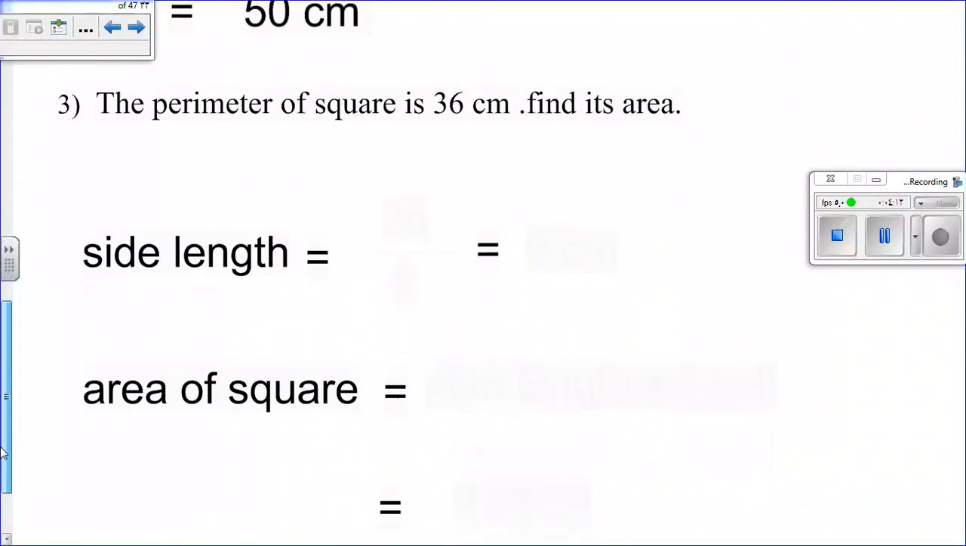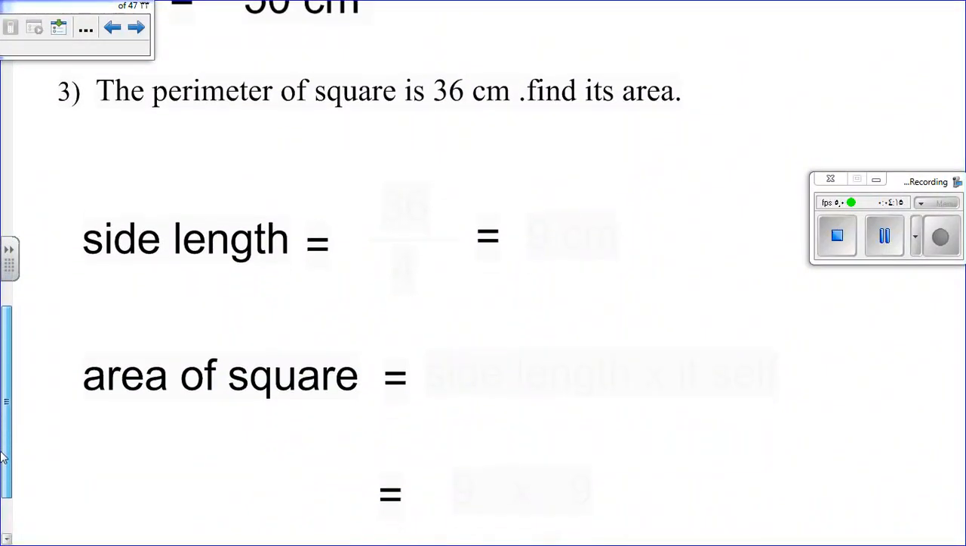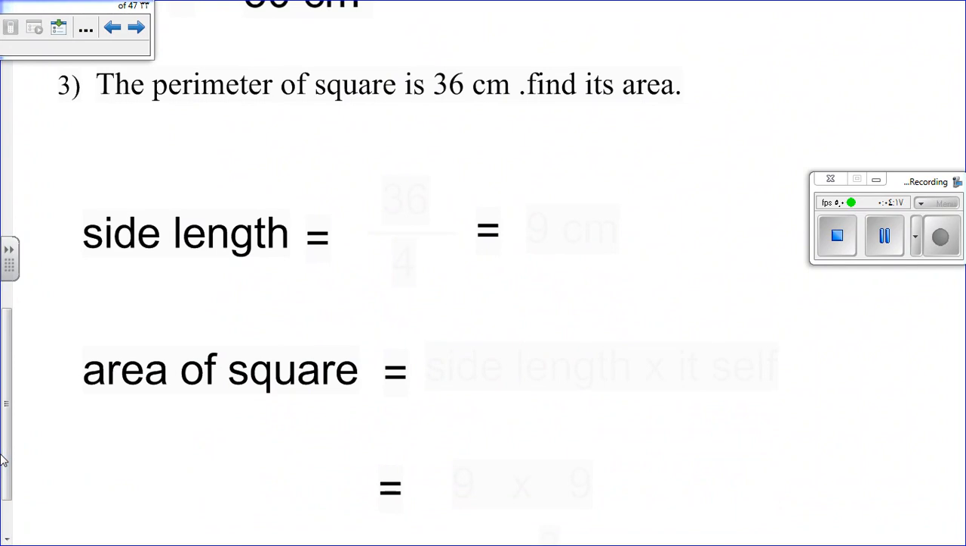Question 3. The perimeter of a square is 36 centimeter. Find its area. The question here is about area. I have two rules. The first one will give me the area when I have the side length. The second one will give me the area when I have the diagonal length. But here I have the perimeter. Unfortunately, I don't have any rule that gives me the area when I have the perimeter. So I must get the side length first. How to get the side length?